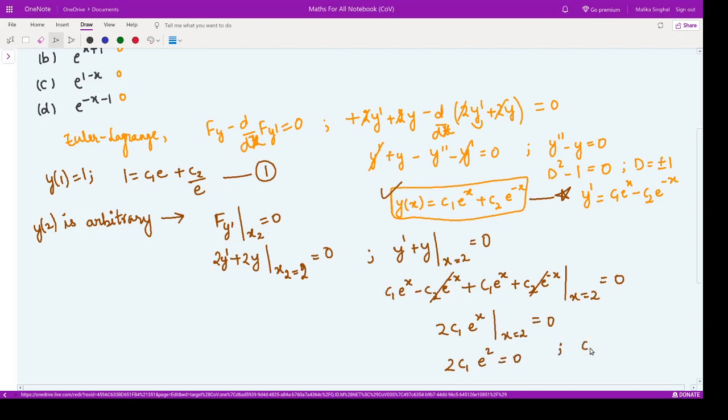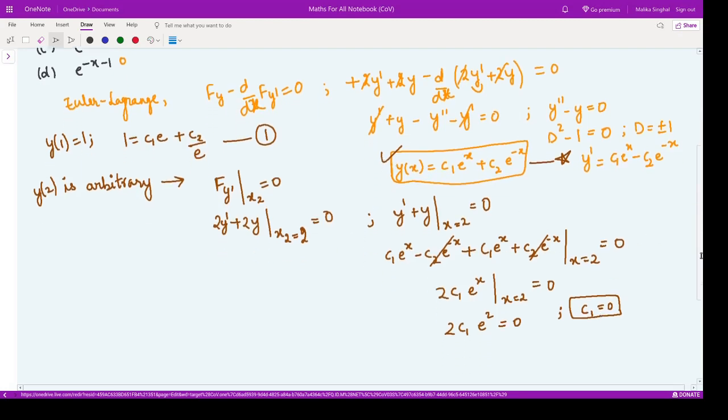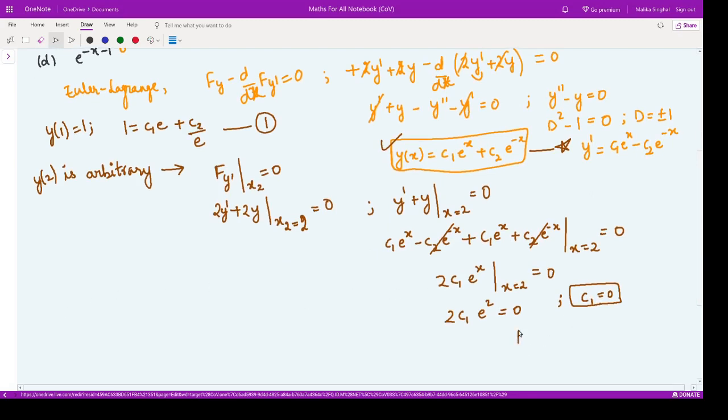So this gives me c1 as 0, because the function e cannot be 0, 2 cannot be 0. So only c1 could be 0. So let me substitute this value of c1 in equation number 1. So put this in 1. What would we have? We'll obtain 1 is equal to 0 plus c2 by e. So this gives me c2 is equal to e, right?